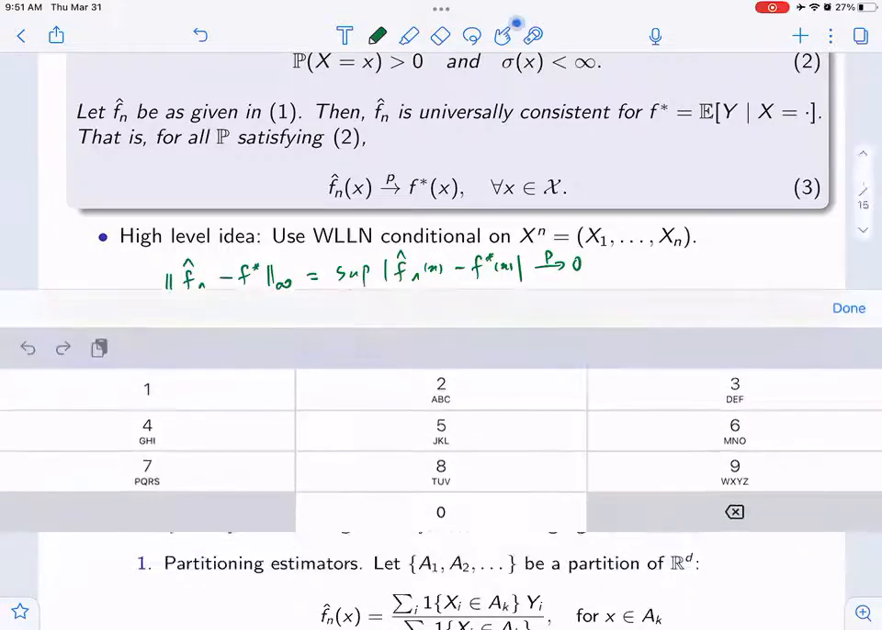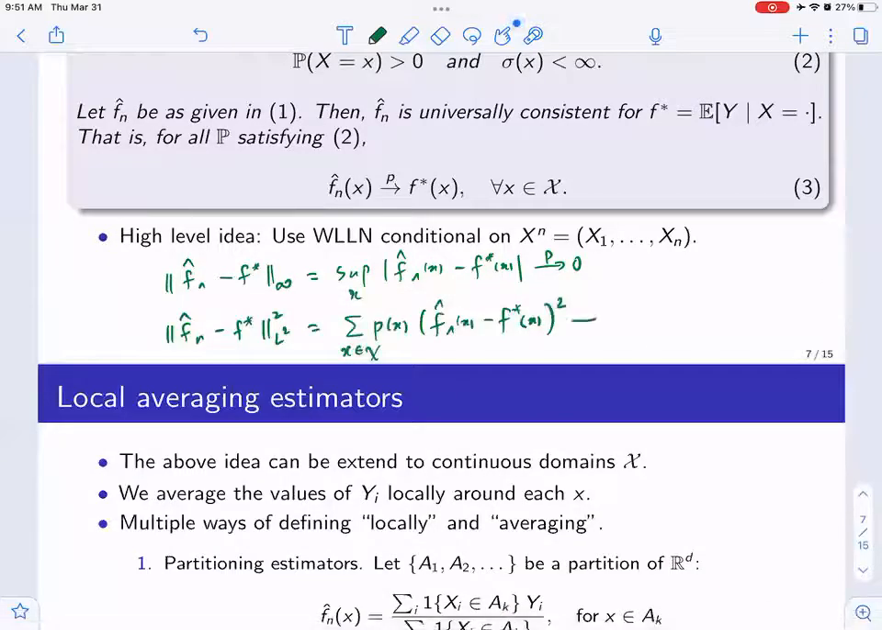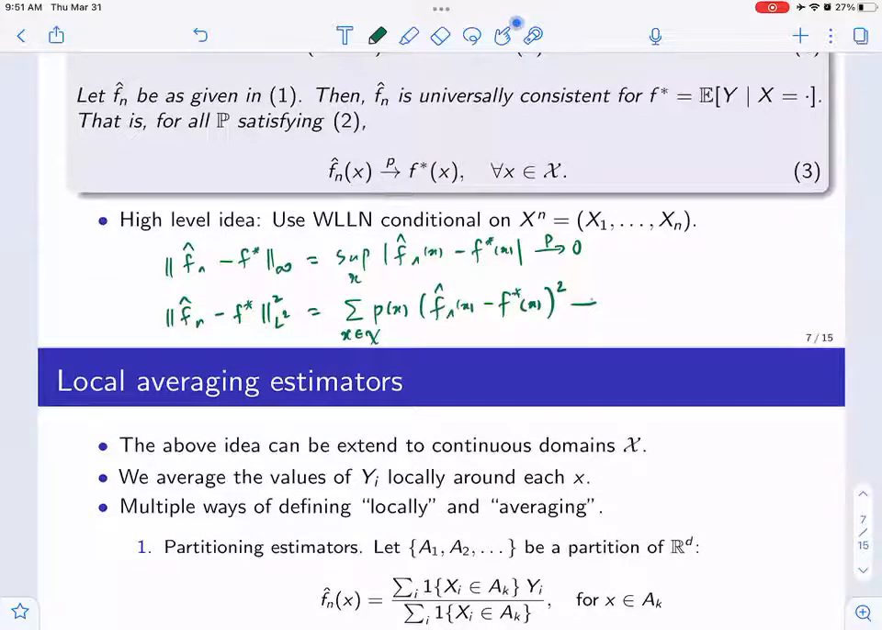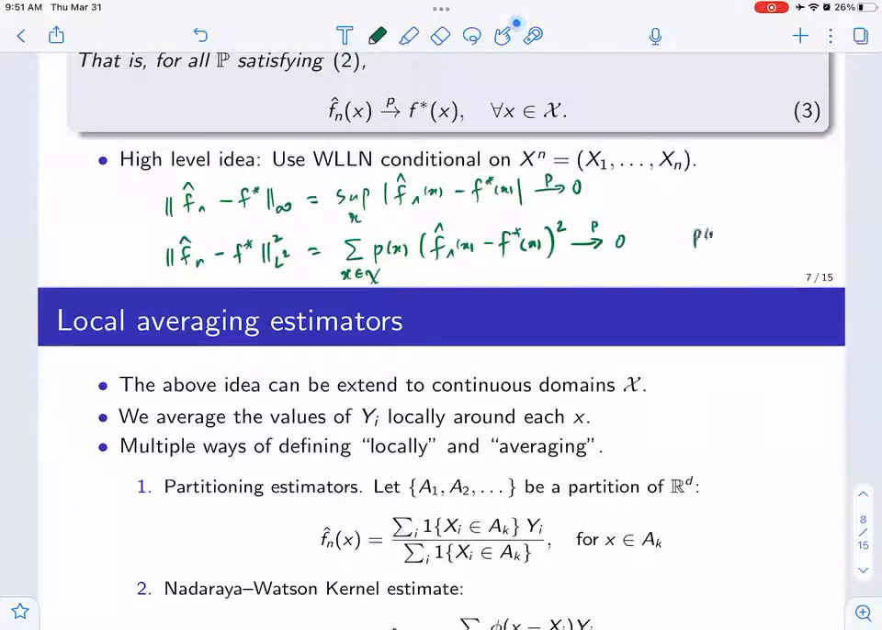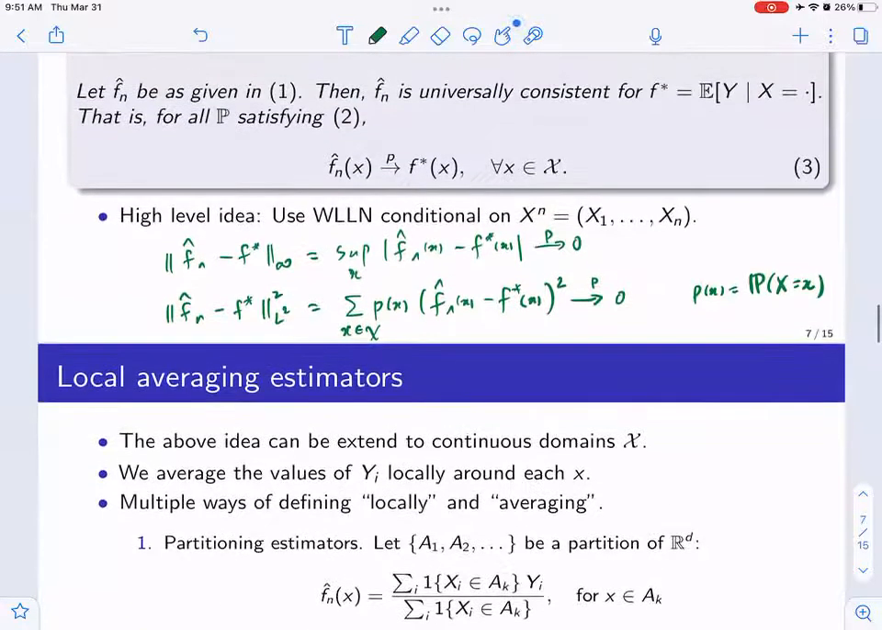Again, because this is finite, you can show that this converges to 0, again in probability. And here p of x is just the marginal distribution of x, which is, in this case, like a probability mass function. Okay, so everything here works out or reduces to this pointwise convergence, if you want. So we are consistent pointwise and also in L infinity, L2, whatever you want. So everything sort of is fine.